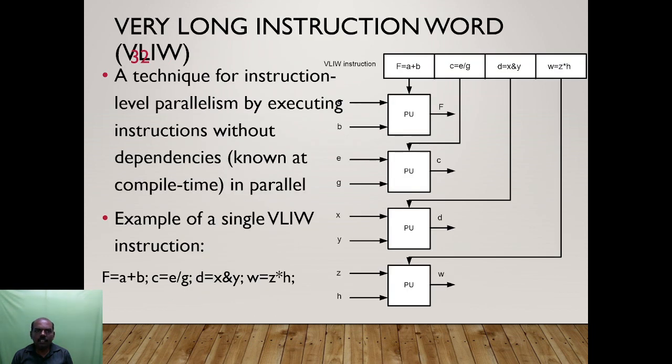Very long instruction word features. A technique for instruction level parallelism by executing instructions without dependencies in parallel. Example of a single very long instruction word: A, B, E, G, X, Y, Z, H. These are the input signals. F, C, D, W are the output signals.